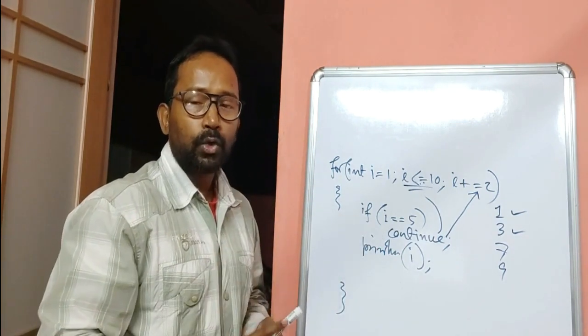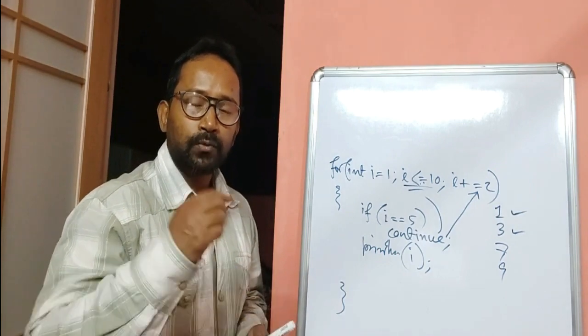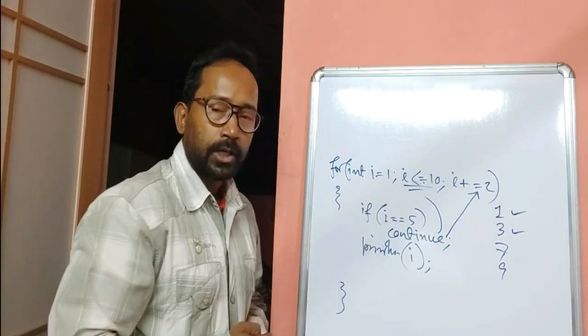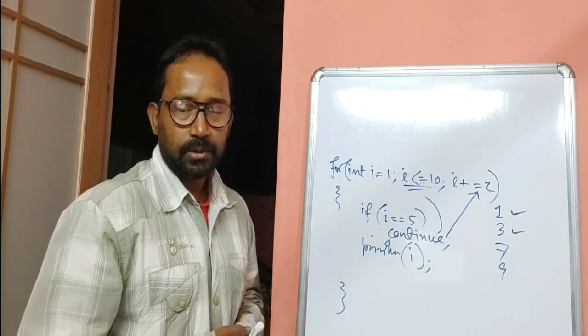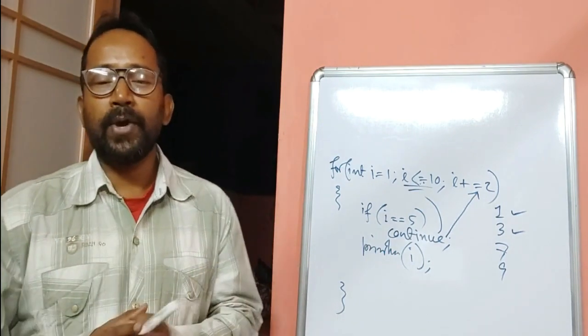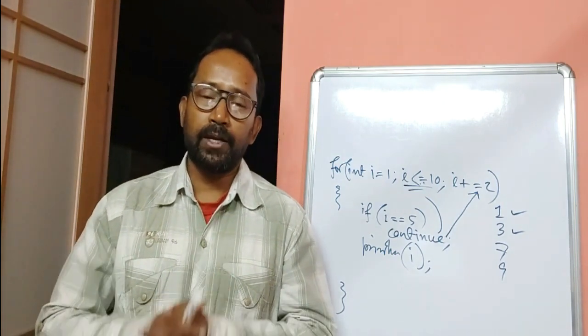But in case of while and do while loop, you have made the loop to execute for 10 times, but due to the execution of the continue statement, it may execute more than 10 times or for infinite times. Clear? So now we will find out what is the difference between break and continue.